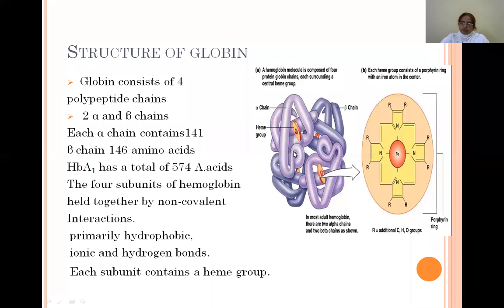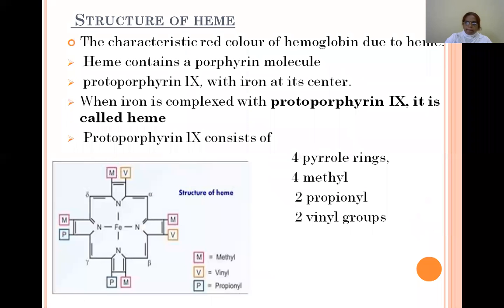Globin is made up of amino acids. Each alpha chain contains 141 amino acids and each beta chain contains 146 amino acids. So altogether, adult hemoglobin contains 574 amino acids. Each molecule of globin has a heme group, so altogether the 4 units of hemoglobin contain 4 molecules of heme. Now, the structure of heme. The characteristic red color of hemoglobin is due to the presence of heme.